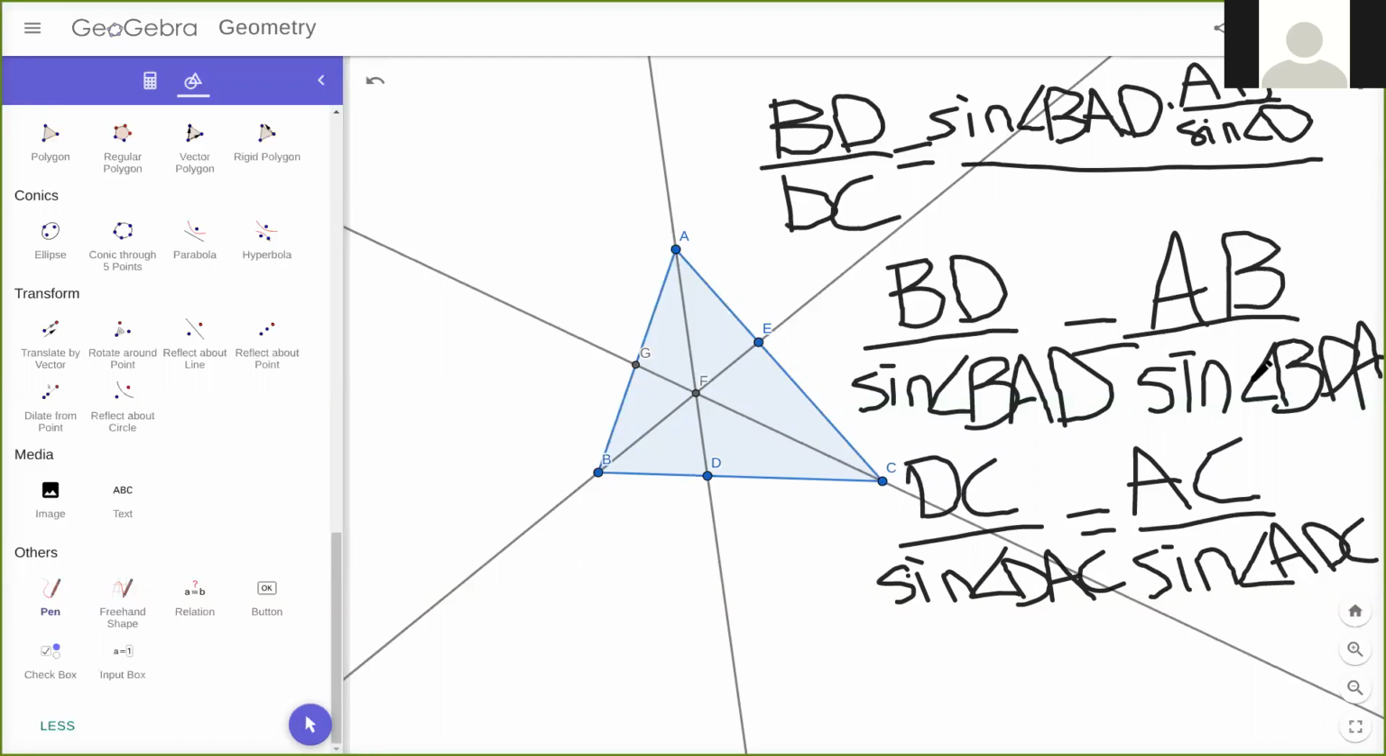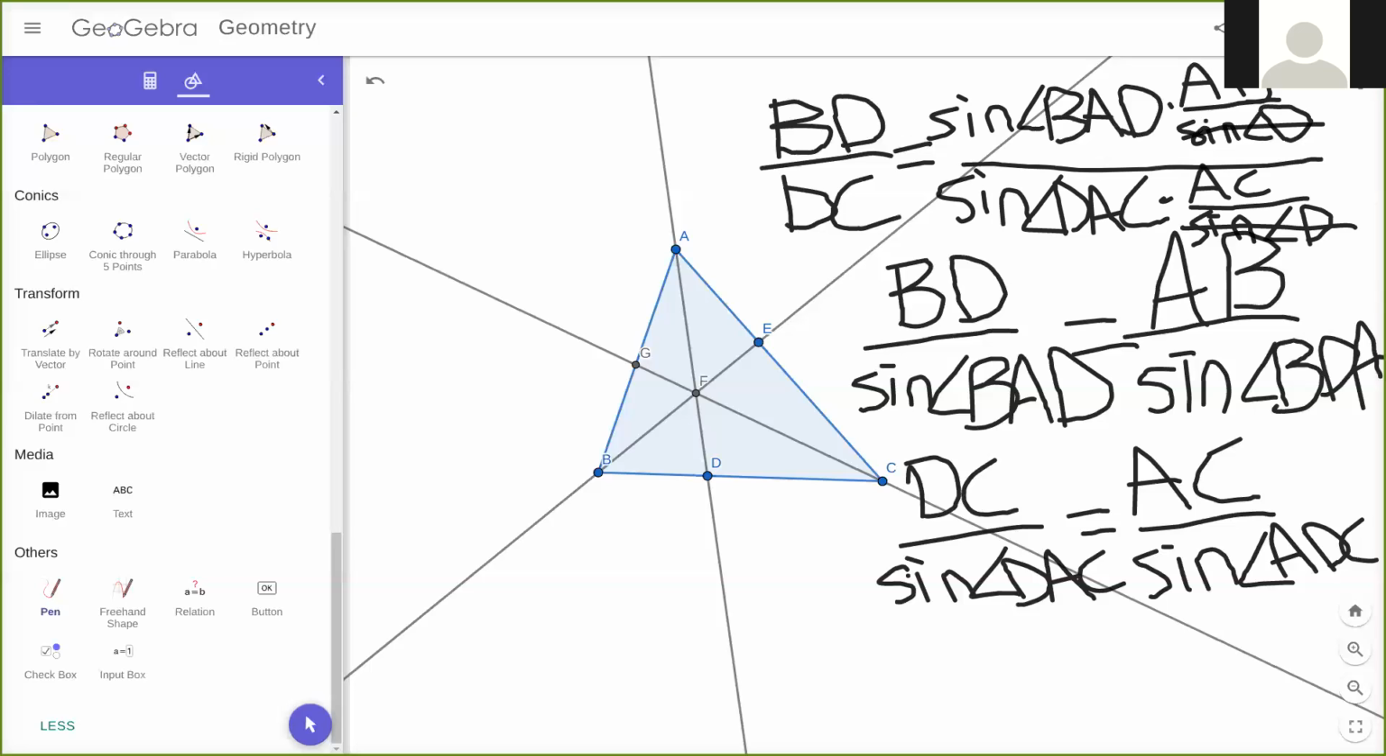To relate these two, we notice that angle BDA is 180 minus angle ADC. It turns out with sine that when two angles add up to 180 degrees, the sines are equal. So it doesn't matter which of these two angles we talk about; we can just call it sine angle D. Then for DC, we replace that with sine angle DAC times AC over sine angle D again. So sine angle D cancels out.